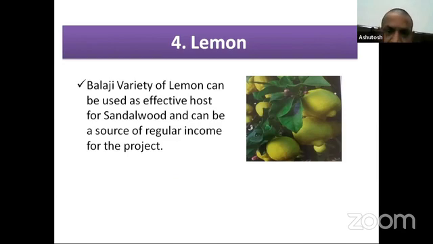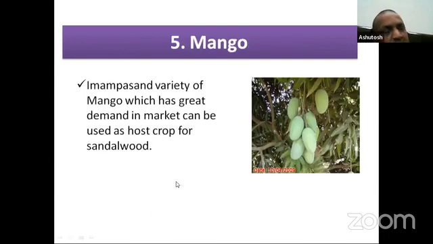Similarly, you have mango. There are so many varieties of mango. Even Tuticorin Hindustan Bioplants, we have around 12 varieties of mango available in our nursery. Whichever is suitable for your area, that can be supplied.